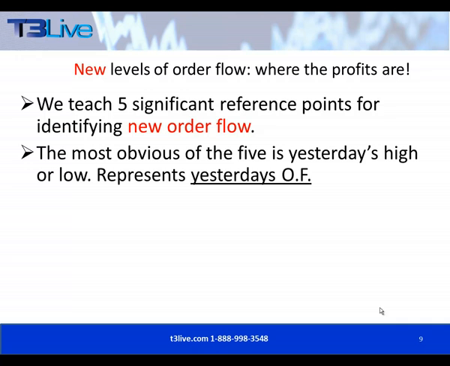All right, the most obvious of the 5 is yesterday's high or low. That represents yesterday's order flow. Think about it. Yesterday's high, yesterday's low represents the highest high that buyers could push it to and the lowest low that sellers could push it to. So literally, whether you're short-term trading or holding a little bit longer and looking to time entries in or out of a trade, yesterday's high and low is where the congregation of stop-loss orders are, as well as the extremes that institutions push the stock for the entire day.